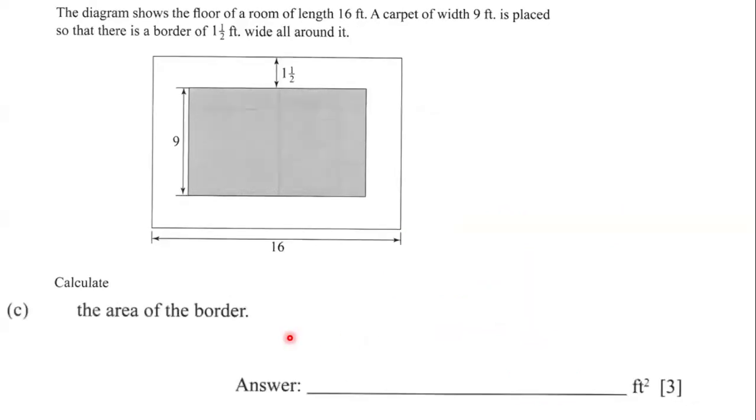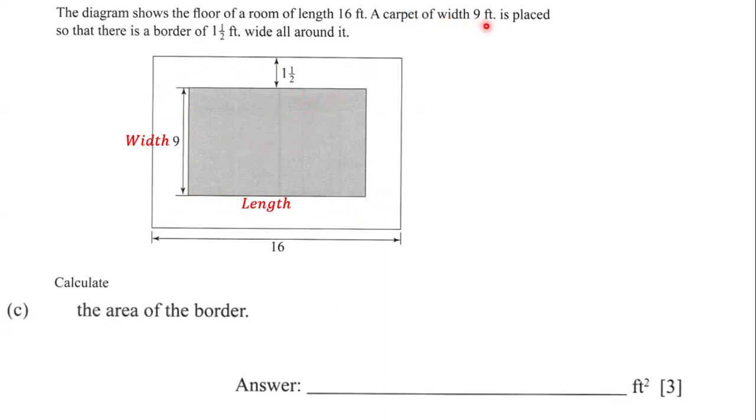Next, we need to calculate the area of the border. Now it is very important to understand what the border is. The border is this particular space right here. That's the border, all right? So we want to figure out what is the area of the border, this area right there. Now, the first thing I'm gonna do is put here length and width. So this right here is the carpet, okay?